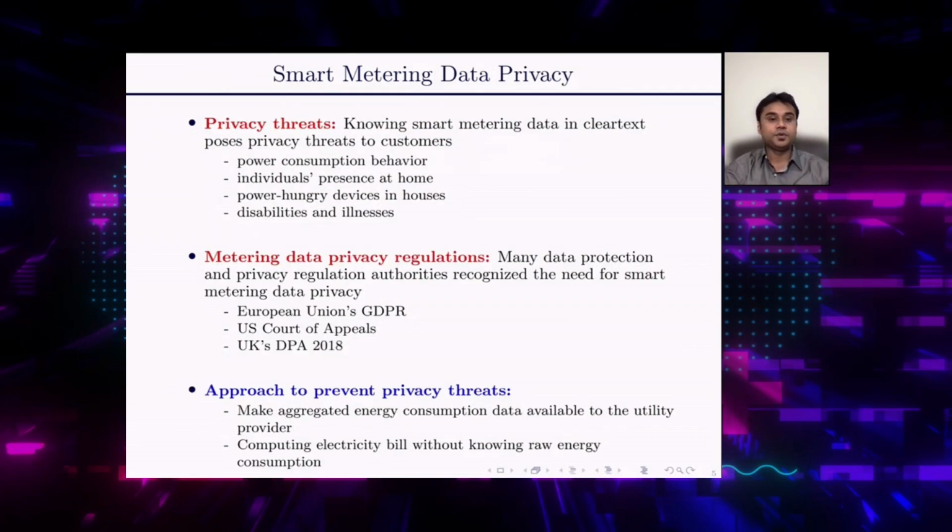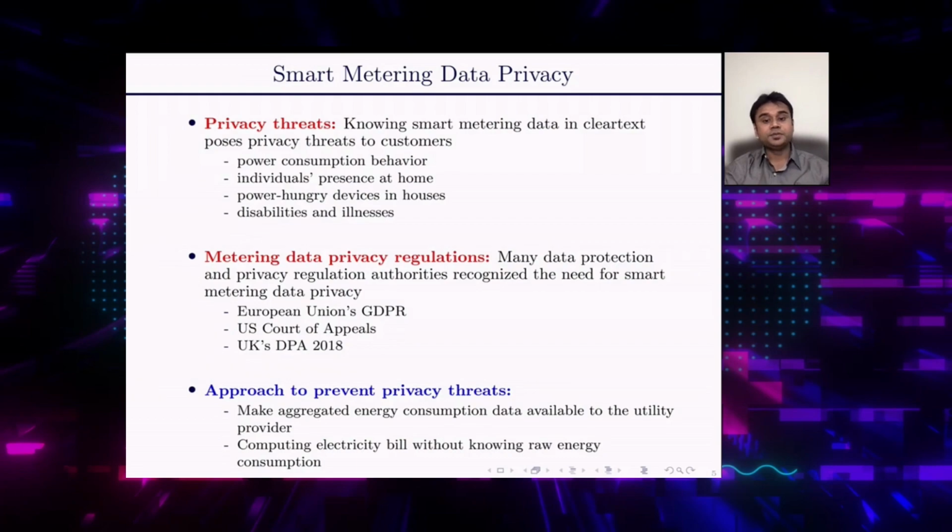So smart meter technology provides various benefits to utility providers as well as customers through fine-grained data collection. But if one analyzes the power consumption data of a household, then they can find out when the individual is present at home or not, what different types of appliances the household is using, and also the power consumption behavior reveals their personal habits. For example, when they get up in the morning, when they go to bed, etc. So these pose various privacy threats. In recent years, many data protection and privacy regulation authorities have recognized the need for smart metering data privacy. This includes GDPR, the US Court of Appeals, and the Data Protection Act in the UK. So these are the initiatives from the legal side.